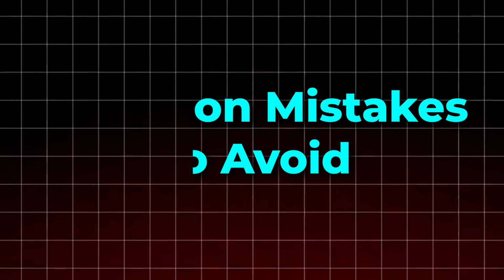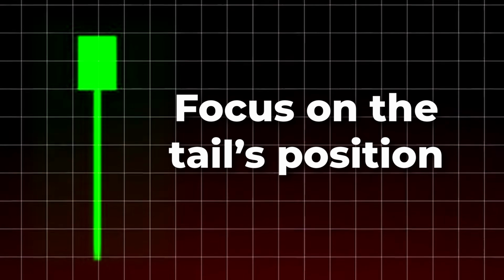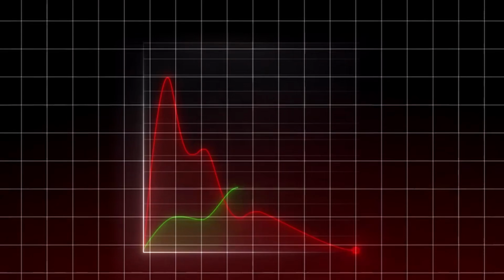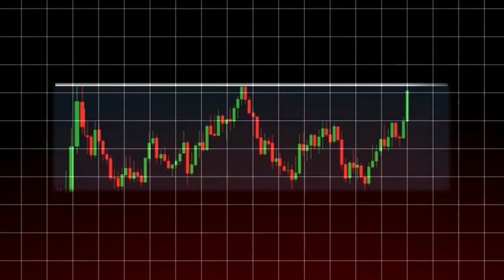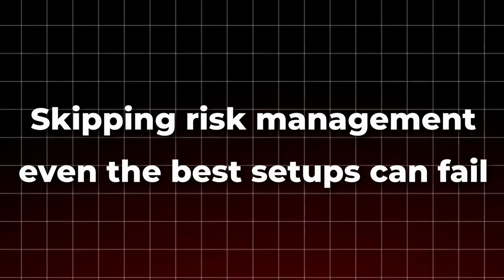Common mistakes to avoid. Obsessing over candle color? Stop it. Focus on the tail's position. Ignoring key levels? Pin bars without support or resistance are like a car with no gas. Trading in a choppy market? Signals are weaker in sideways ranges. Skipping risk management? Even the best setups can fail.